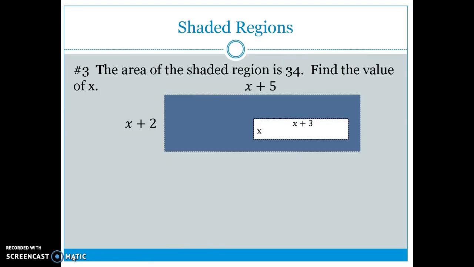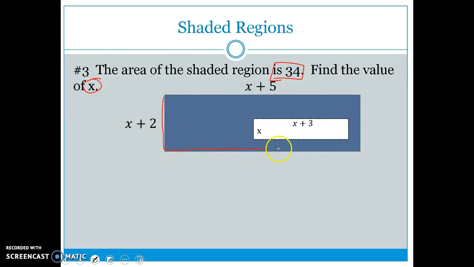Here we want to find the area of the shaded region. As a matter of fact, it says that the area of the region is 34. The area of the shaded region is 34, and they want us to figure out what x is. So I'm going to have to write an equation here for the shaded region.